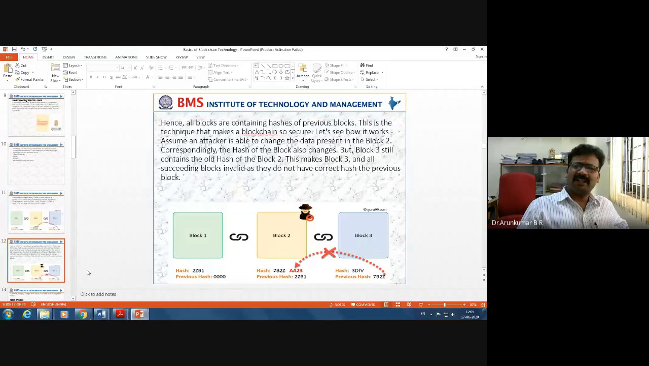Hence, all blocks contain hashes of previous blocks. This is the technique that makes a blockchain so secure, right? Let's see how it works. Now, think of a situation where an attacker thinks of changing some contents of data present in block 2. Correspondingly, the hash of the block also changes, but block 3 still contains the old hash of block 2. This makes block 3 and all succeeding blocks invalid as they do not have the hash of the previous block.